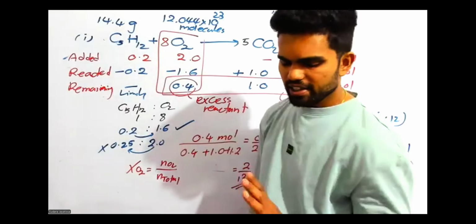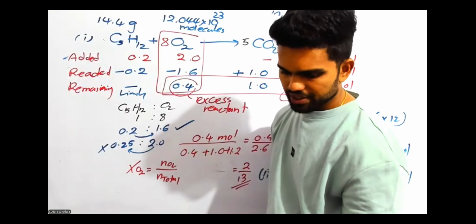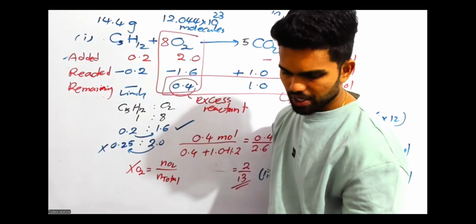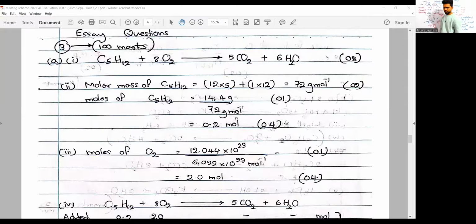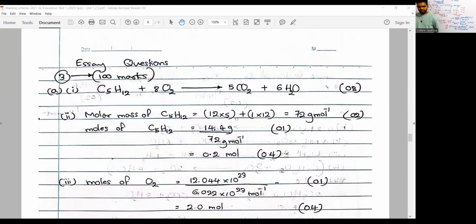Okay, now, so that is about the first part of the question. Let me show you the marking scheme of that. Here, you can see, for balancing, I offered you 8 marks. Physical states are not needed. And then you have to find the molar mass of C5H12.